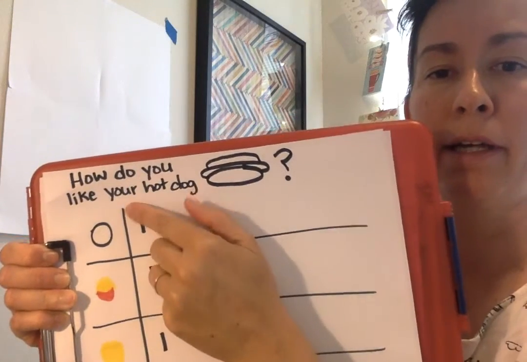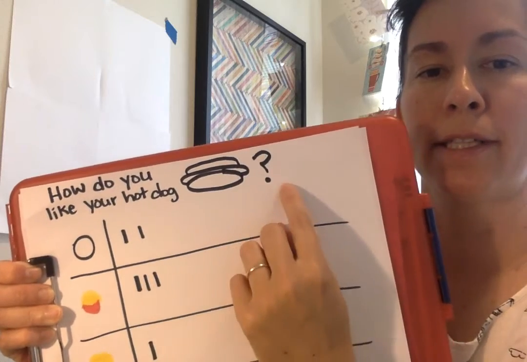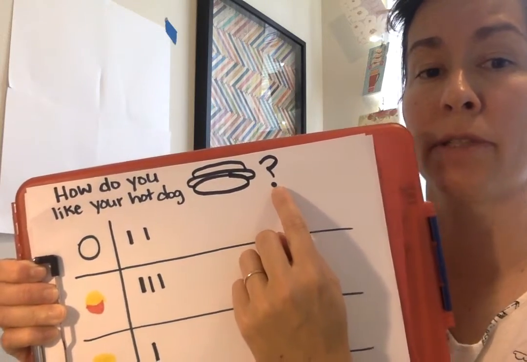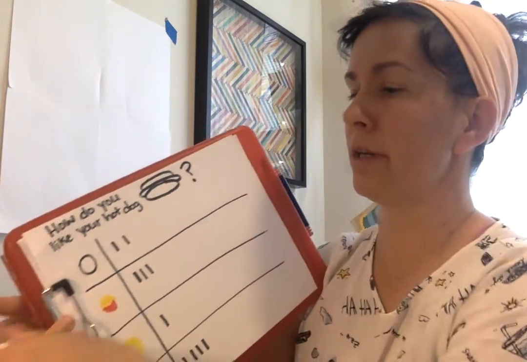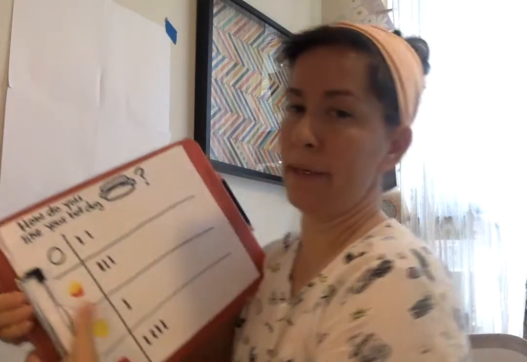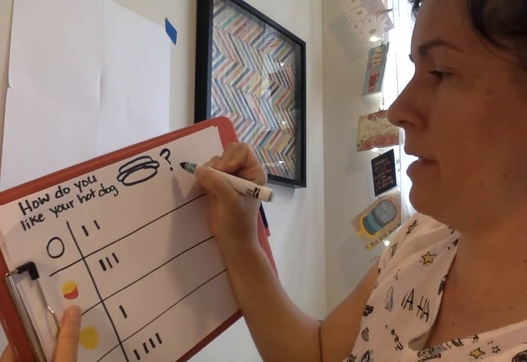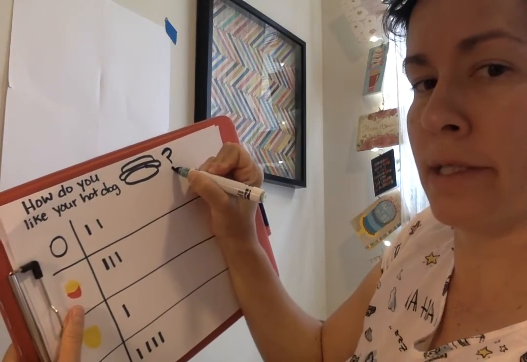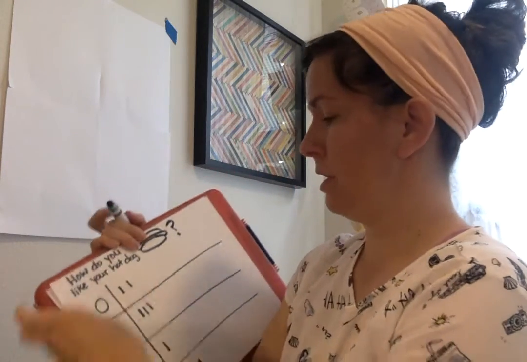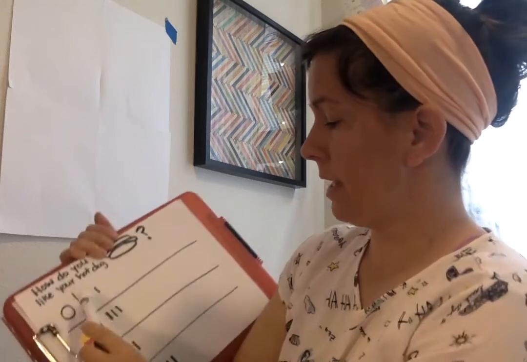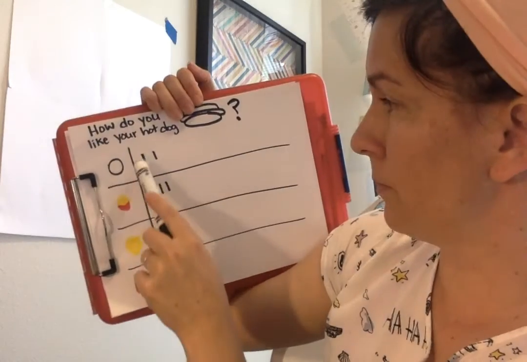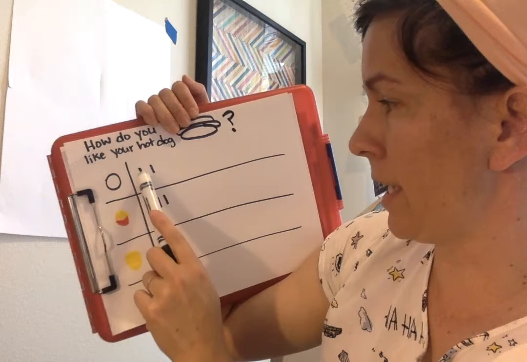So it's like, how do you like your hot dog? And when you ask a question, you use this question mark right there. It's a little tricky, but maybe your parents can help you. Just go around, down, lift your marker, and then a dot underneath. So I have my 10 people here, so I just did lines for each person to count for each one.